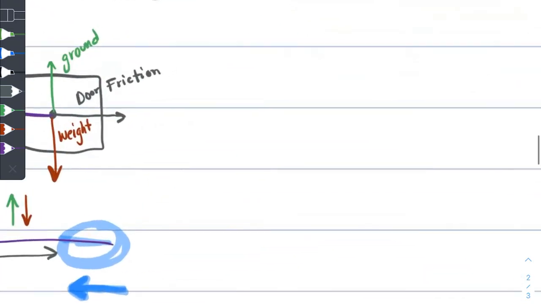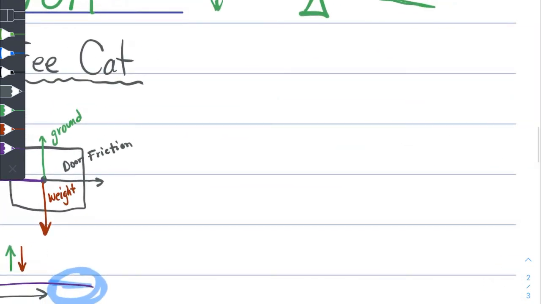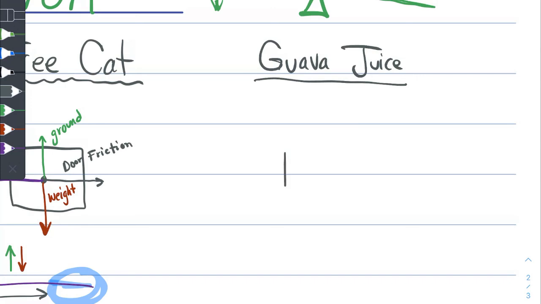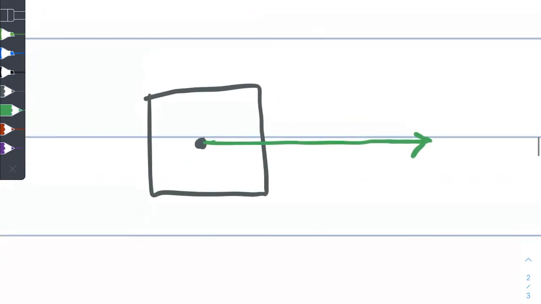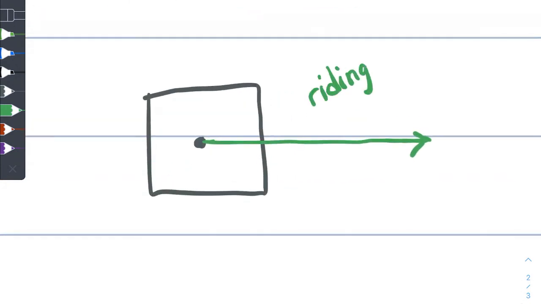Now let's finish off here with one more free body diagram, and this one would be of guava juice. Now guava juice was moving along on top of the skateboard and was not connected to the skateboard. So when the skateboard stopped, well, guava juice kept that same forward motion. So let's call that his riding motion because he was riding that skateboard. But since he wasn't attached to it, he didn't stop when the skateboard stopped. But the skateboard underneath his feet did.